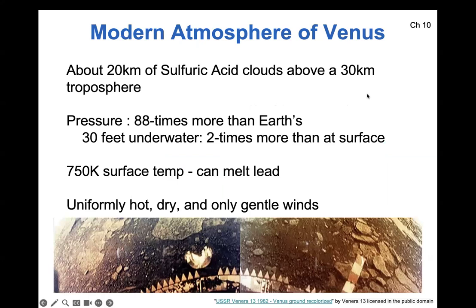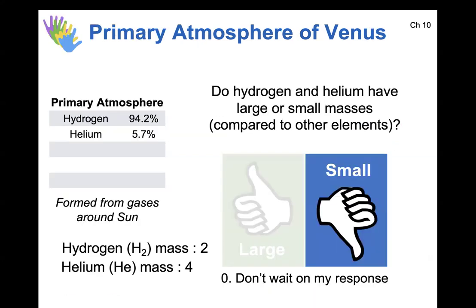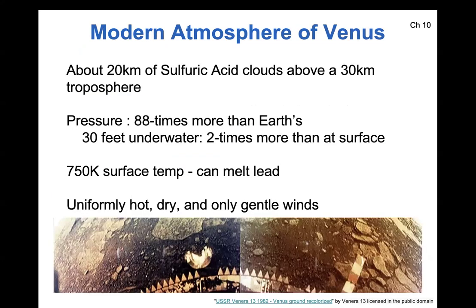What does the modern atmosphere of Venus look like? Well, as you can guess, it is not hydrogen and helium. Those would have escaped into space for the exact same reasons that hydrogen and helium escaped into space from Earth's primary atmosphere. Today, there are sulfuric acid clouds, so about 20 kilometers of sulfuric acid clouds above a 30-kilometer thick troposphere. So overall, it's a pretty low elevation atmosphere because it only totals about 50 kilometers.